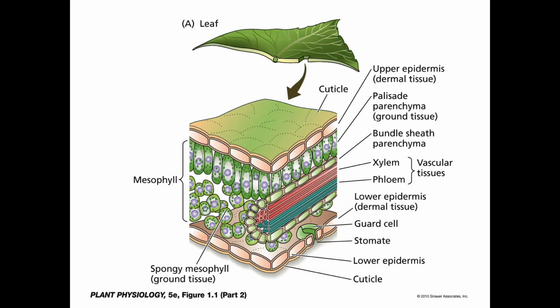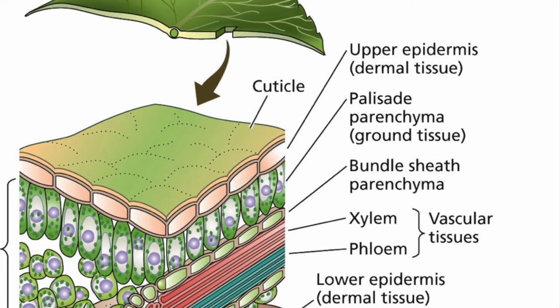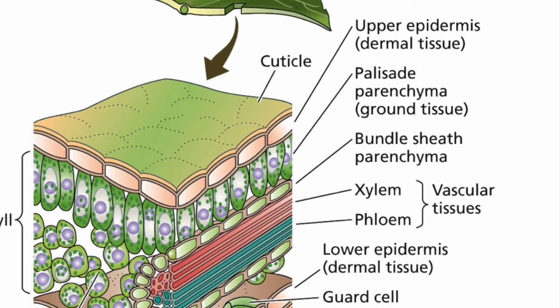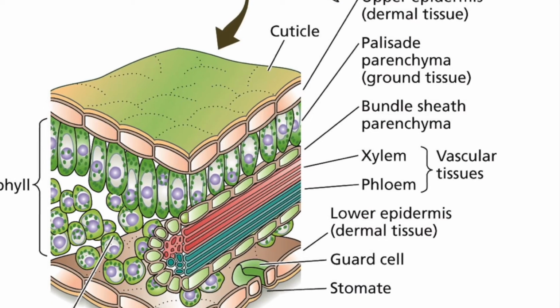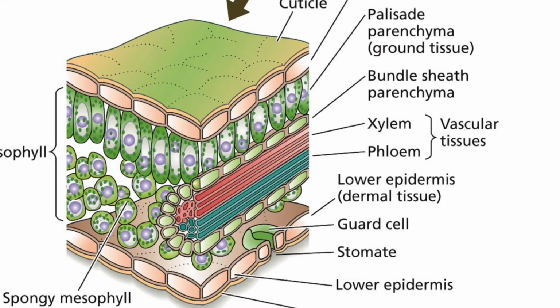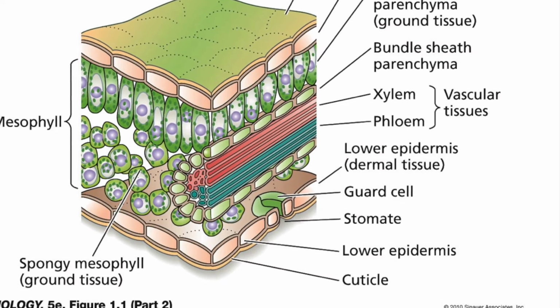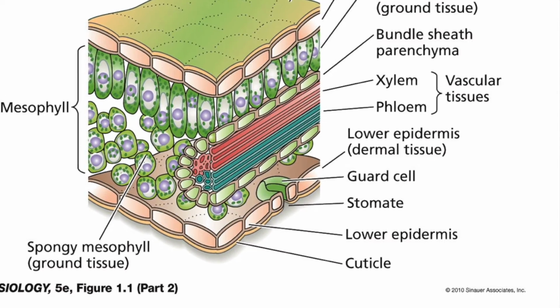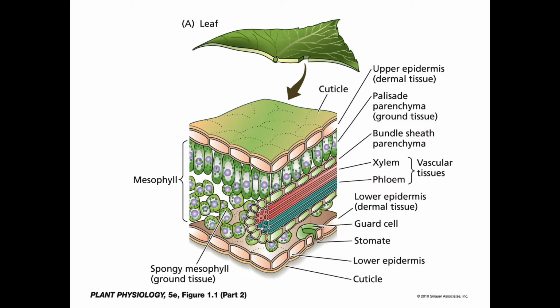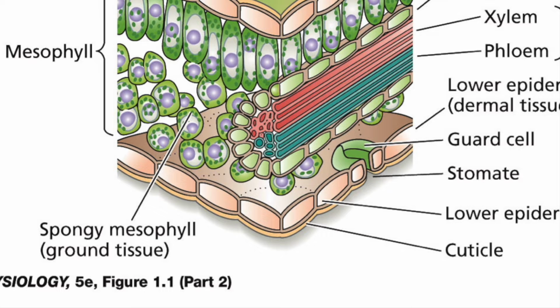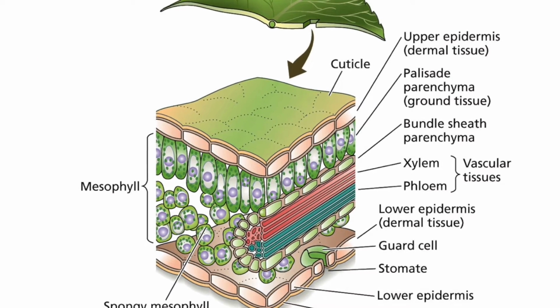In the leaf, we have multiple tissues here. We have something called the dermal tissue. The dermal tissue is the skin of the plant. It consists of an upper epidermis on one side of the leaf and a lower epidermis on the bottom side of the leaf. On the bottom side here, it shows you a cuticle. This is an extra layer of wax that is put on the surface of the leaf to help prevent it from losing water.